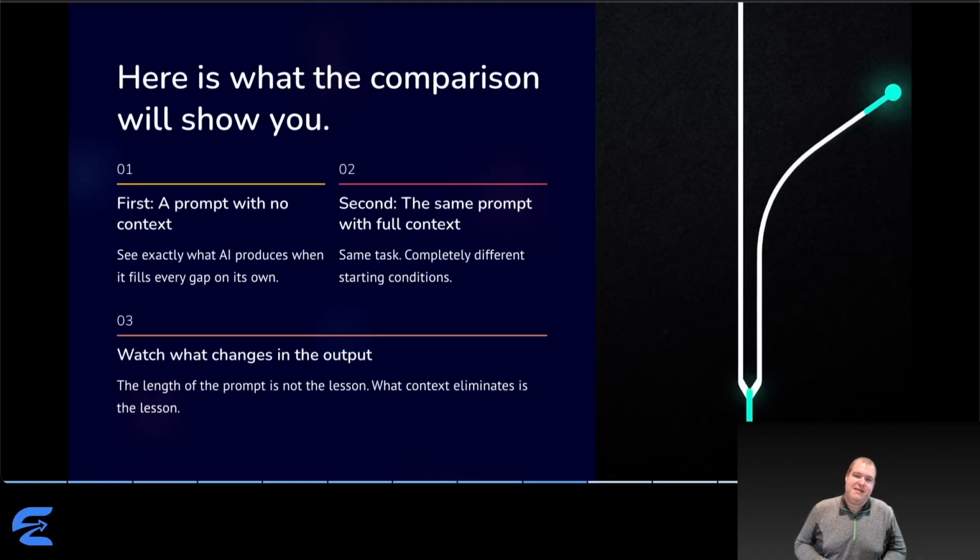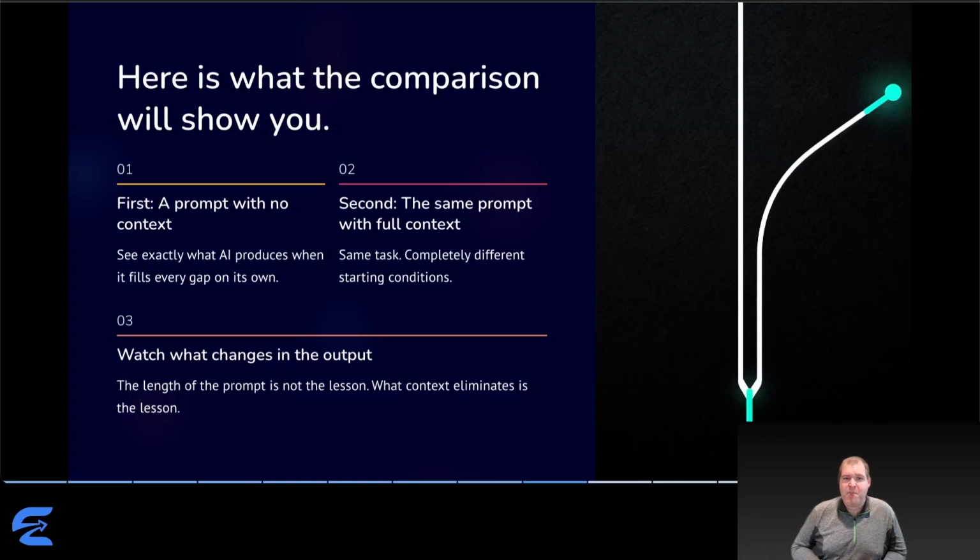There's two versions of the same task coming up. The first prompt has no context. The model's working entirely from assumptions about what a schedule change email typically looks like. The second prompt has full context. Same task, completely different starting conditions. Watch what changes in the output.